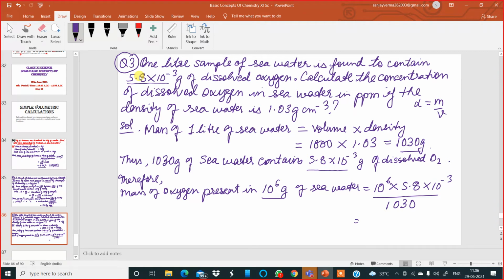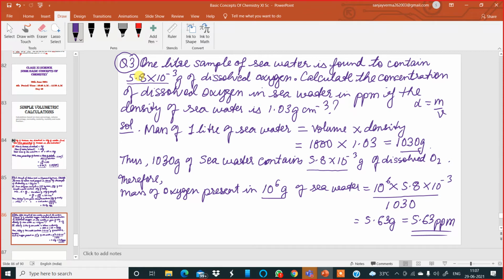Upon simplification, it will come approximately 5.63 grams, which is also written as 5.63 ppm. This is the answer, which means 5.63 ppm means 5.63 grams of oxygen is present in 10 to the power of 6 grams of seawater, or present in 1 million grams of seawater. This is the answer. Okay, this is question number 3.